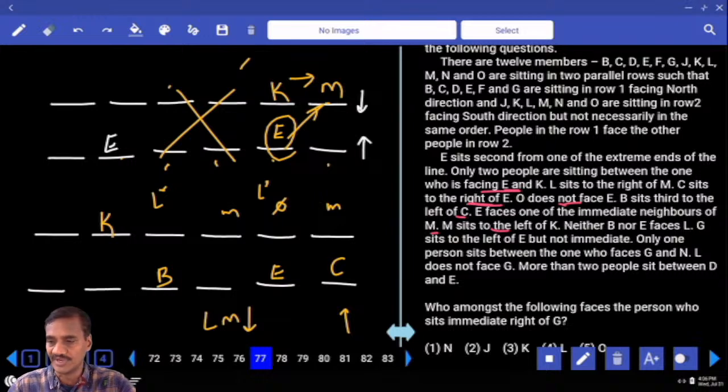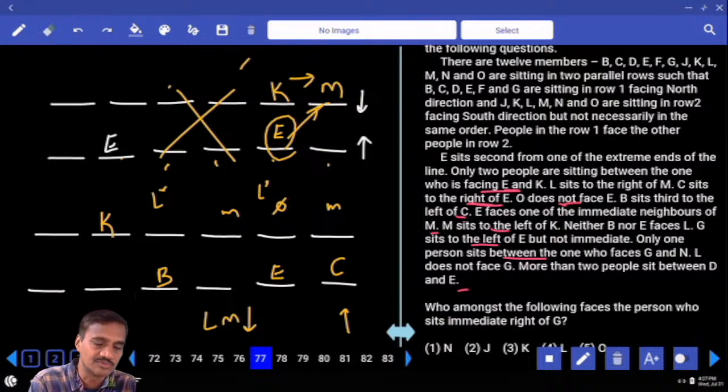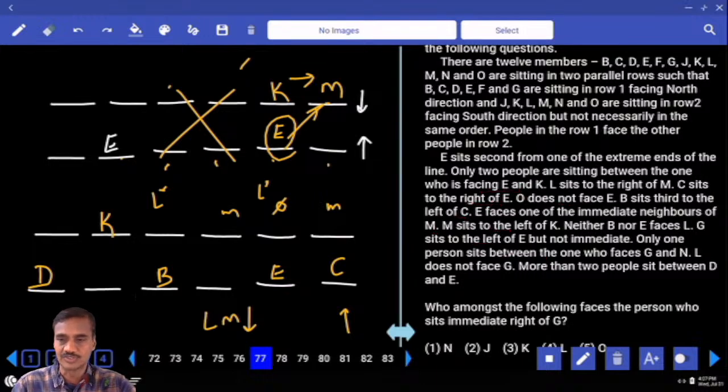Understood? And next one, G sits to the left of E, but not immediate. Now G is to the left of E. One person sits between the one who faces G and N. Now between G and N there must be exactly 1 person. More than 2 persons between D and E. More than 2 persons means how many people? 3 people must be there.